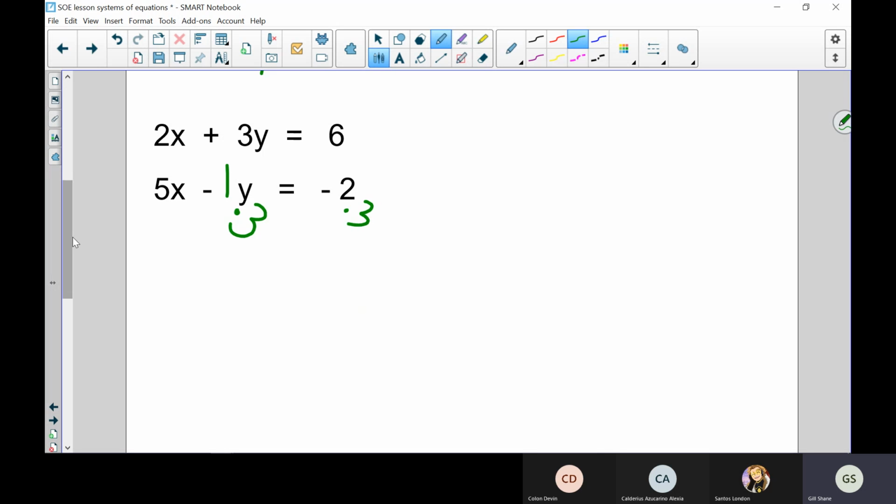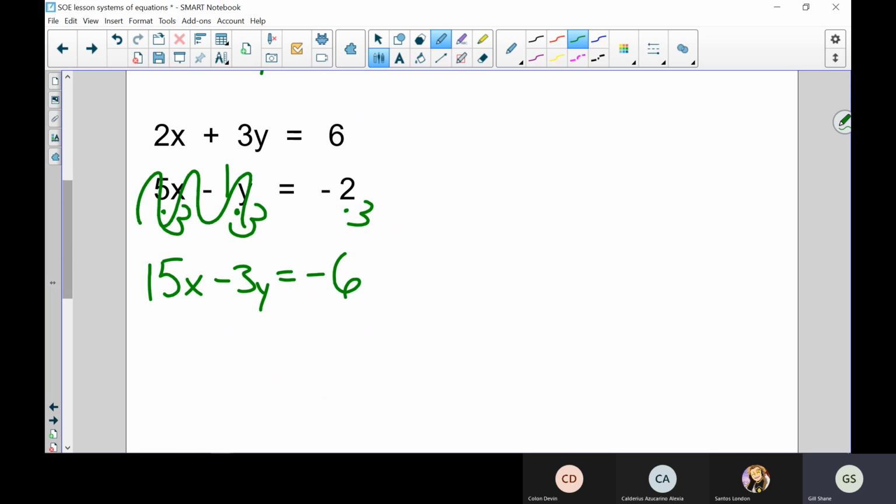So I need to multiply every number times 3. We've got like 10 minutes left. More than that. That's actually fast. So if I multiply every number times 3, that'll give me a new equation.